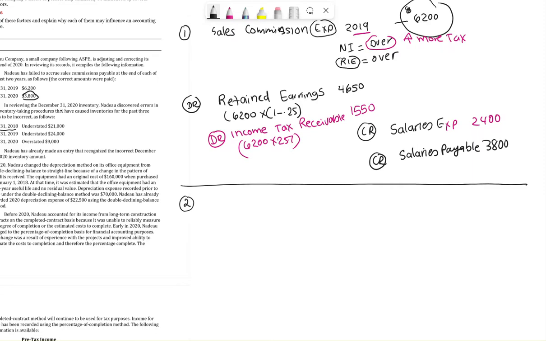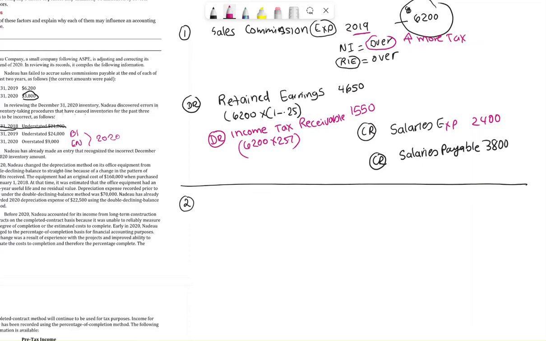In reviewing the December 31st, 2020 inventory, NEDU discovered errors in its inventory taking procedures that have caused inventory for the past 3 years to be incorrect. So we know that we fixed it by itself, so we don't need to adjust it. Now ending of one becomes the beginning of the next year. So in other words, we have to adjust for the beginning inventory and we have to adjust for the ending inventory in year 2020. So that's what we are going to do.